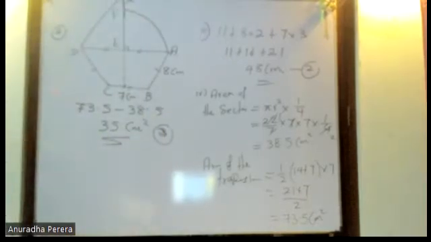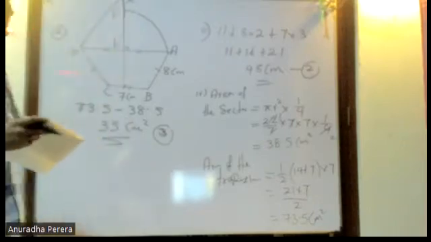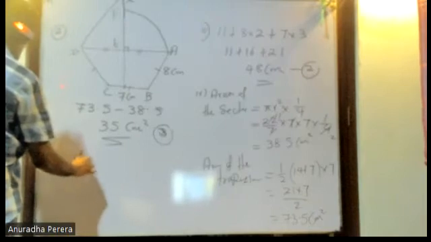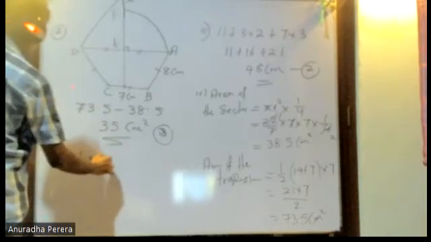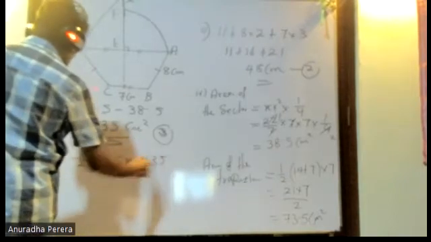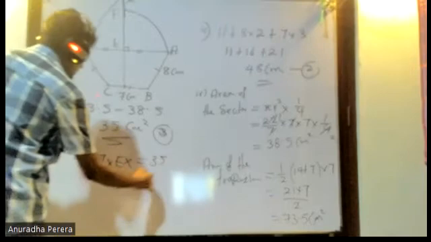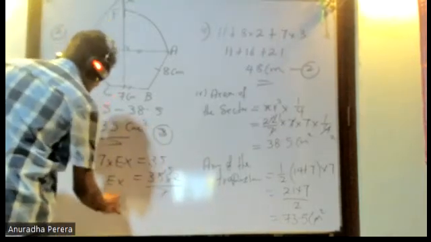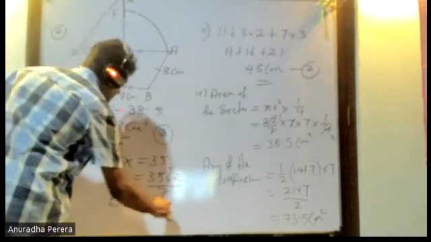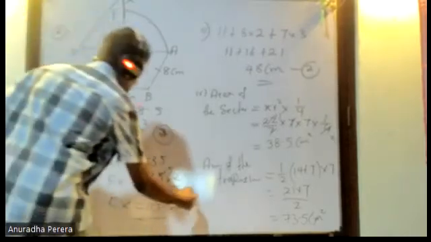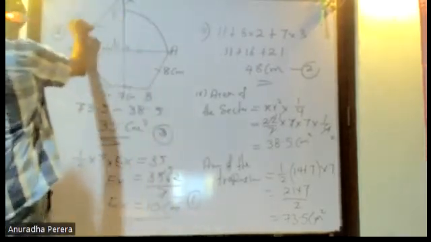How to find this EX length? The area is given, it is 35. This is a right angle triangle. Half into base 7 into EX equals 35. Then EX equals 35 into 2 over 7, which is 5 into 2. EX is 10 cm. 2 marks. To find this EX length, 1 mark, and to draw this, 1 mark.